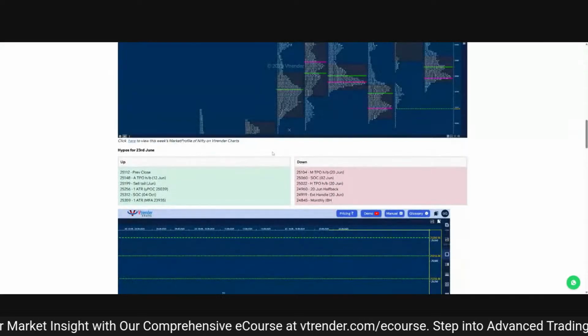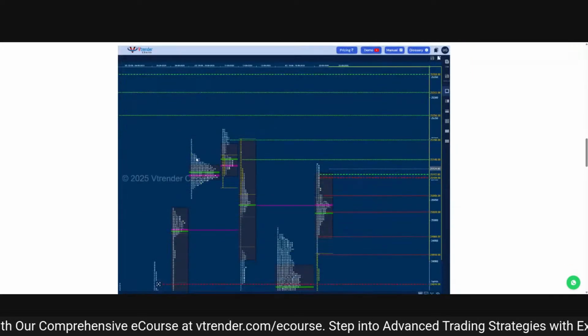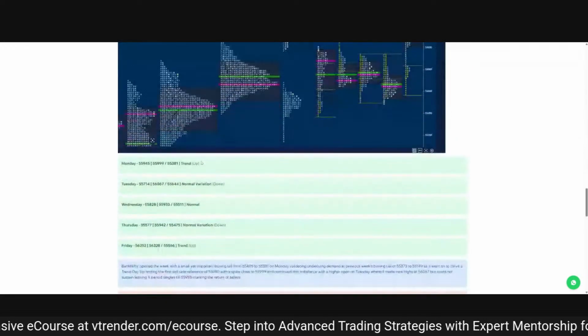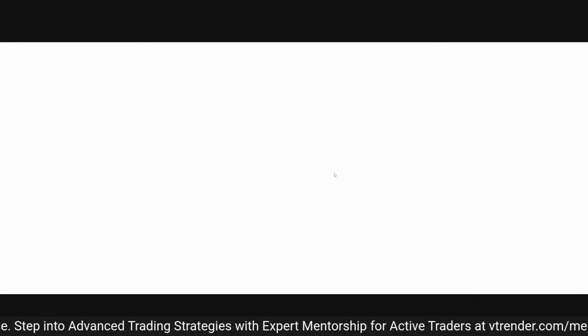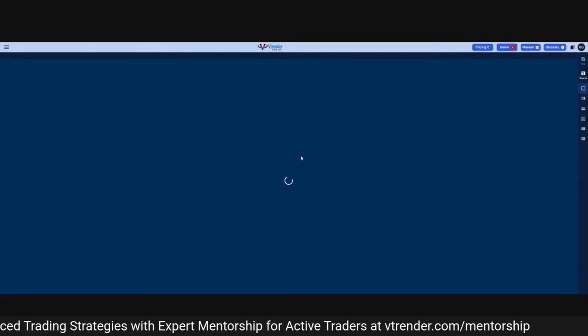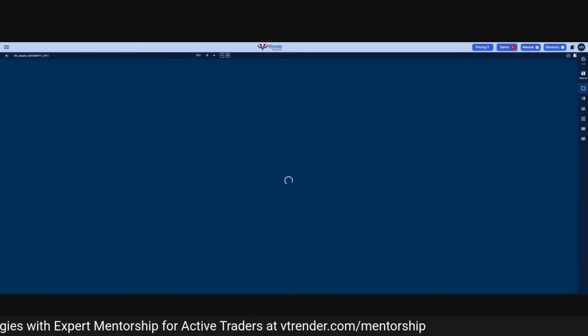But what has happened today is what I was trying to explain. So let's now move on to the Bank Nifty spot profile and see what we have done today in Bank Nifty and prepare ourselves for what lies ahead in the monthly expiry week.